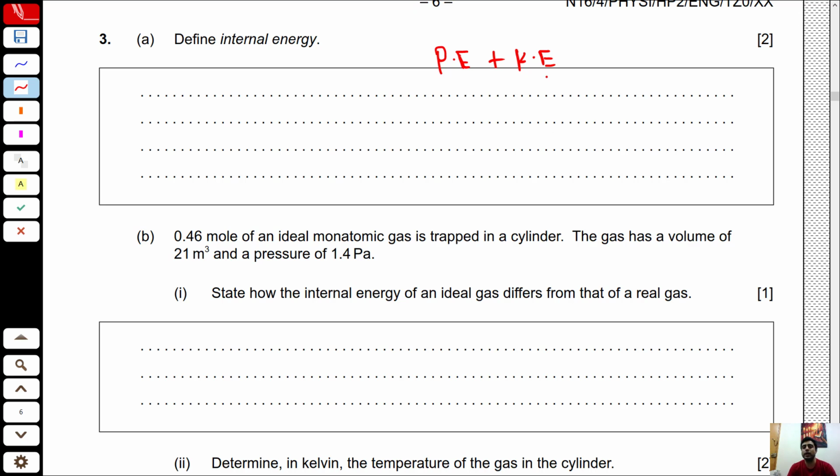So the kinetic energy here depends directly on the absolute temperature in Kelvin of the particles, and the potential energy depends on the intermolecular forces of interaction between the particles, and as a result is directly proportional to the distance between the particles. Right, so kinetic energy depends on the absolute temperature of the particles, and potential energy depends on the average distance between the particles. Alright, so it is not for the bulk, it is for the particles.